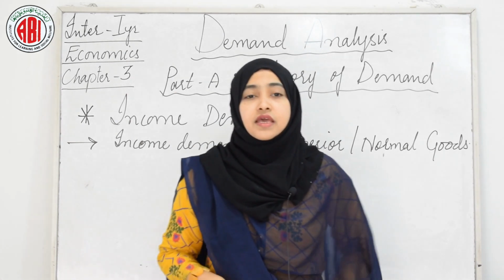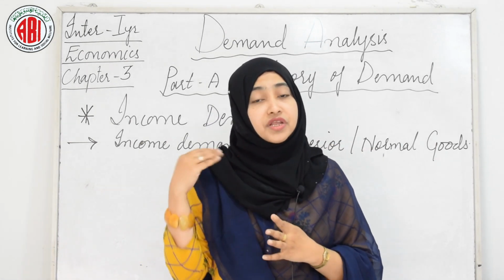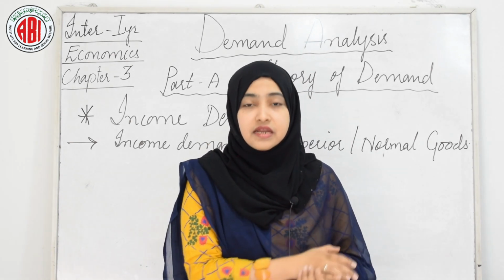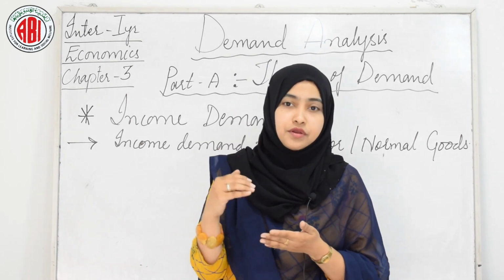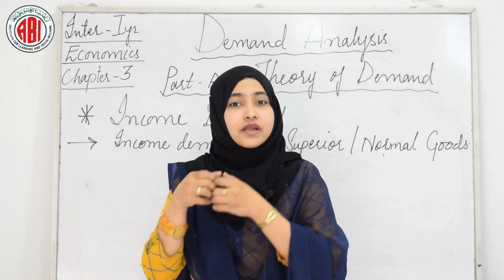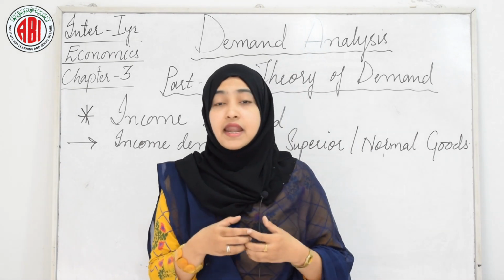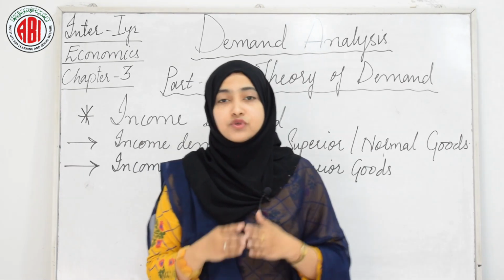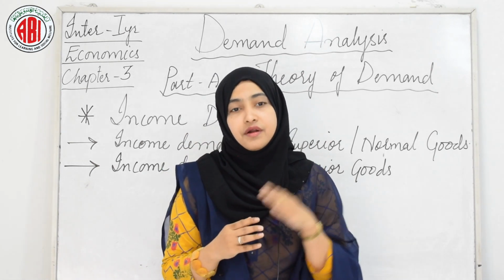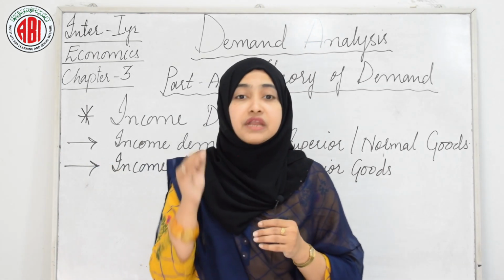In case of superior or normal goods, the quantity demanded increases when there is an increase in the income of the consumers. Here the income demand for superior goods exhibits a positive relationship between the income and the quantity demanded. So the demand curve slopes upward from left to right. In case of superior goods, the income demand curve slopes upward from left to right.